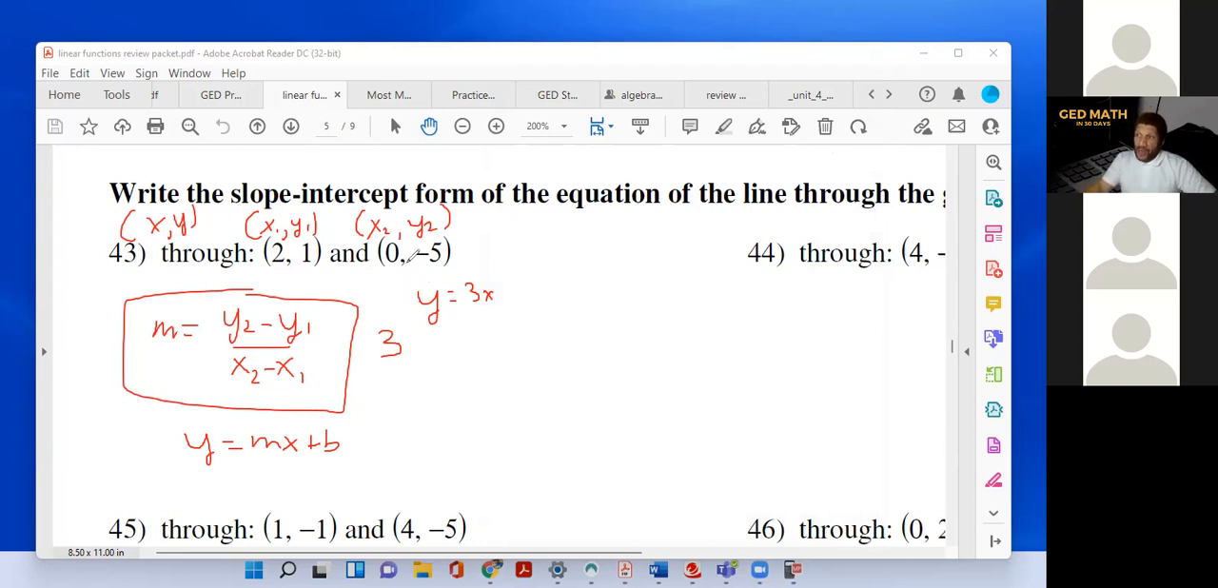I'm going to pick this point right here: 0, I'm going to pick 2 and 1. I'm going to pick the first point. The reason why I'm not picking the second point, because what you should know already, this is the y-intercept.